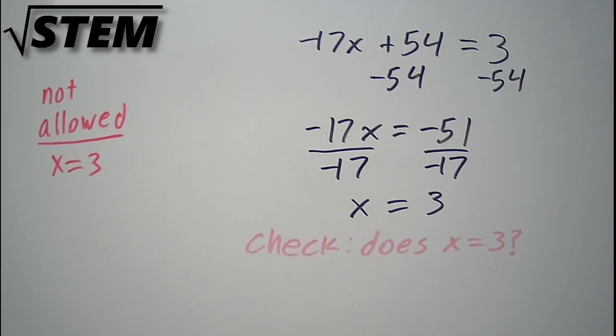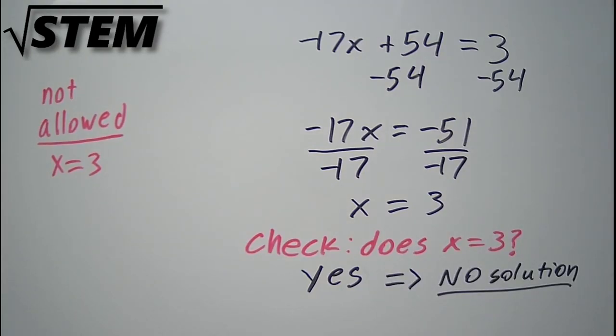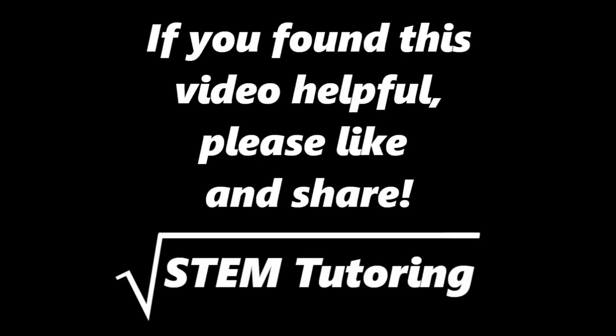Now it's time to check this against our values that were not allowed to be the solution. Earlier we found that x equals 3 was the one value that was not allowed. But x equals 3 is also the only value that makes this equation true. Because the only solution is a value that we are not allowed to use, that means this equation has no solution.